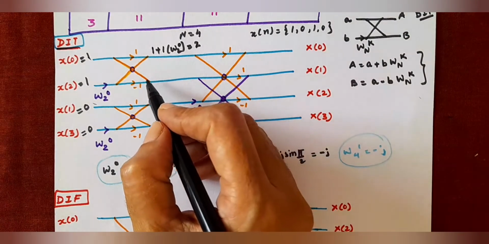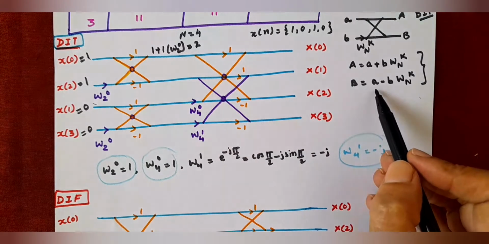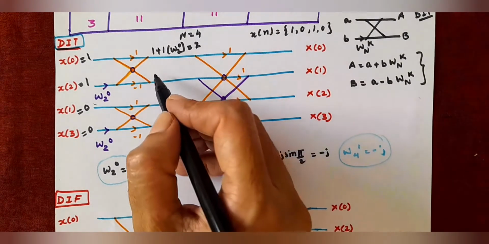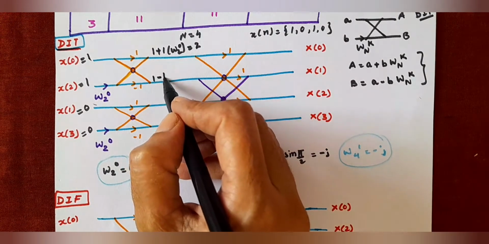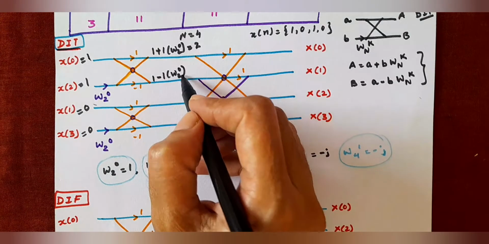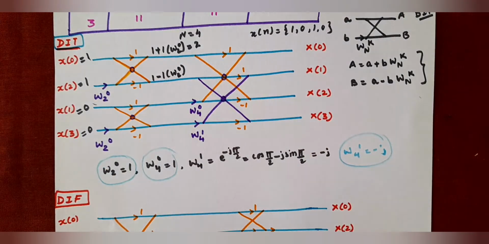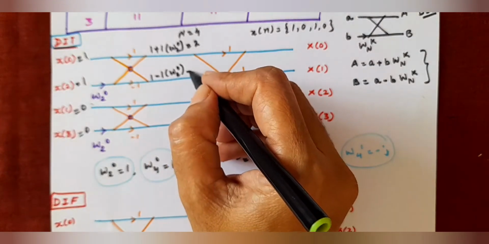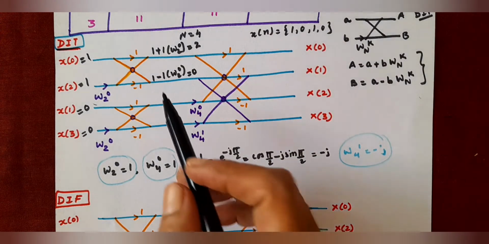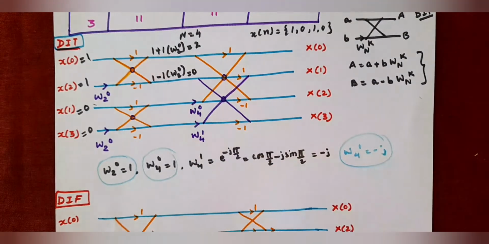What about here? DIT output equation of lower line, A minus B Wn to the power k. A is 1, B is 1, Wn to the power k, that is W2 to the power 0, is the twiddle factor here. So here how much will it come? 0. So for this output line the value is coming to be as 0.